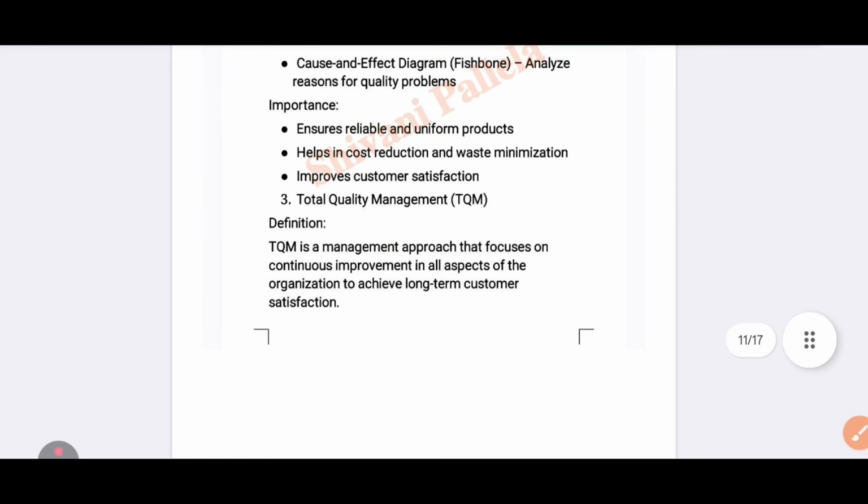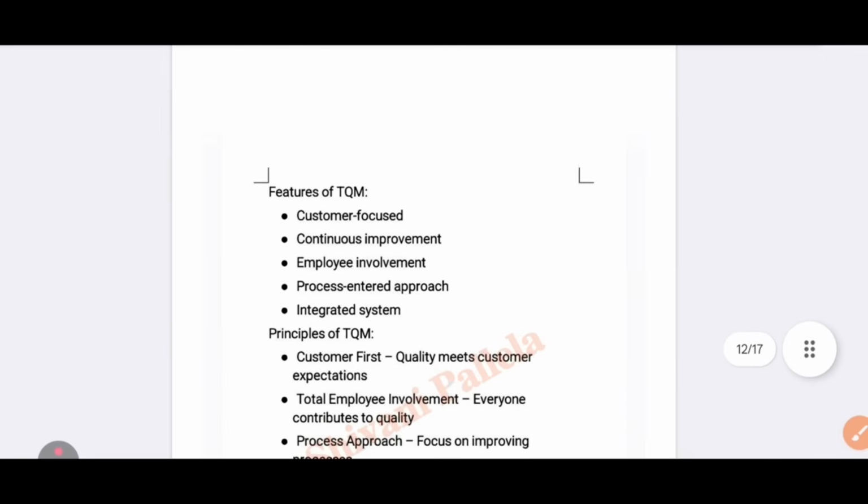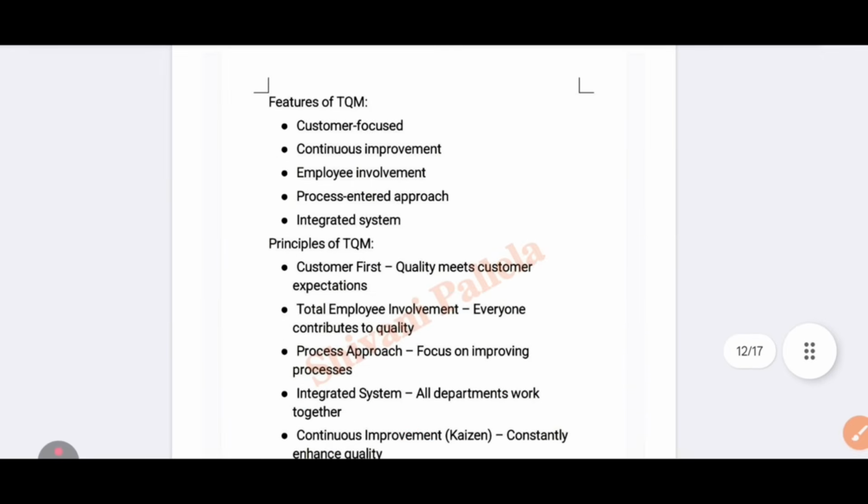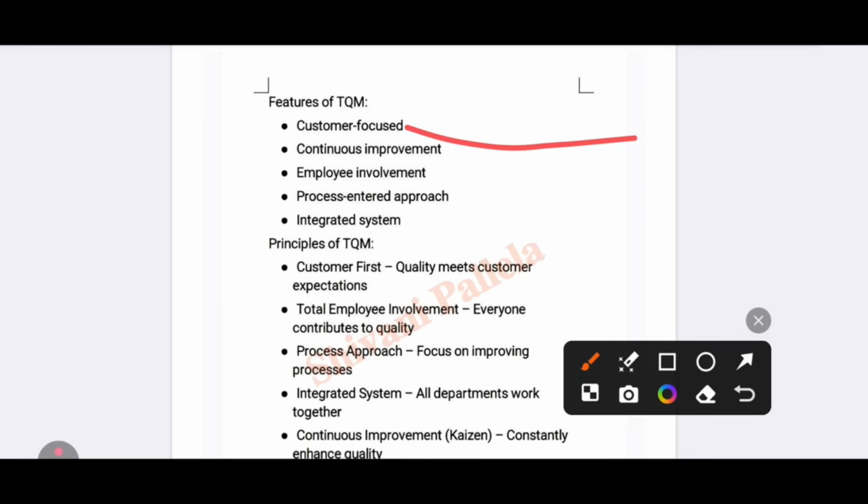Next one, TQM, that is total quality management. Total quality management is nothing but continuous improvement in the organization to achieve long term customer satisfaction. This TQM is one of the most important concepts. So what are the features of this TQM? First, customer focus will be there, continuous improvement will be there, employee involvement will be there.